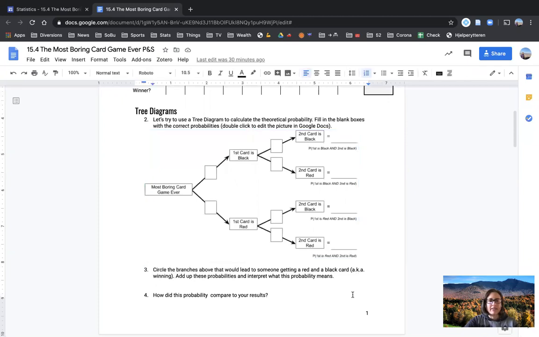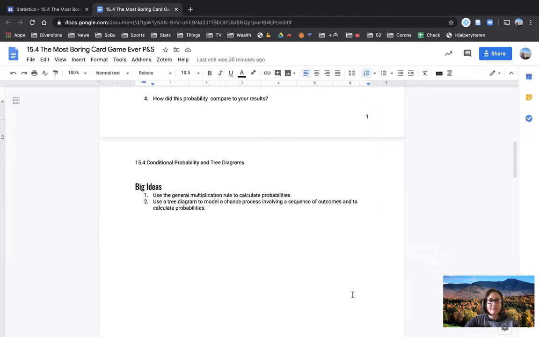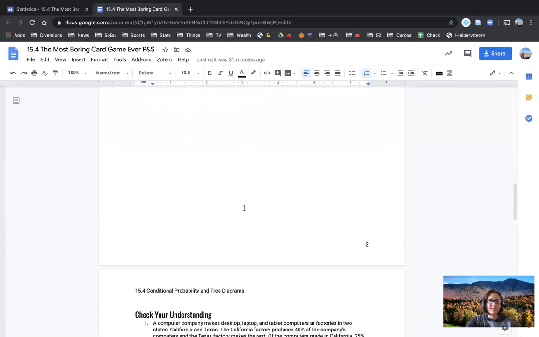Other than that, for the big ideas, I'll have that filled out in the filled out version of the notes. The general multiplication rule is that rule that we talked about at the very beginning: multiplying the probability of one event times the probability of another event to find the probability of those two events occurring simultaneously or one right after each other. And then tree diagrams, hopefully you won't need a lot of write-up about that, but using tree diagrams to model probabilities is always very useful.